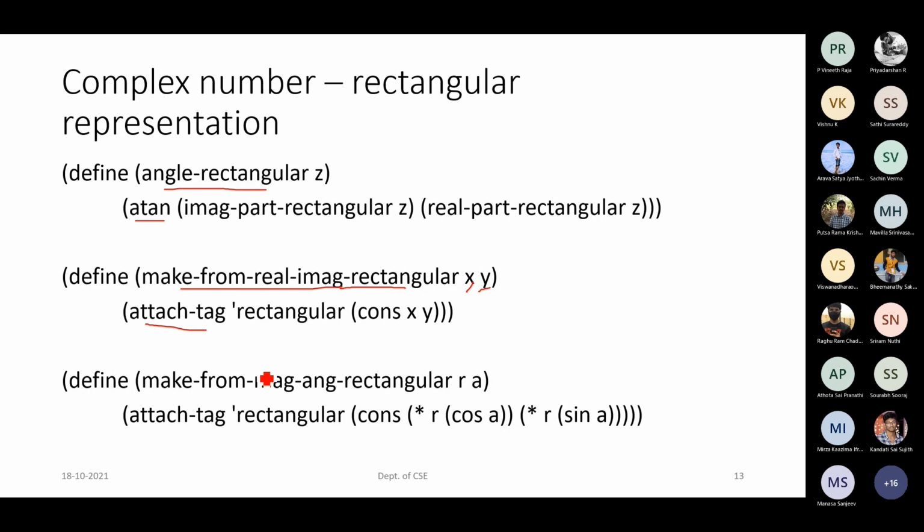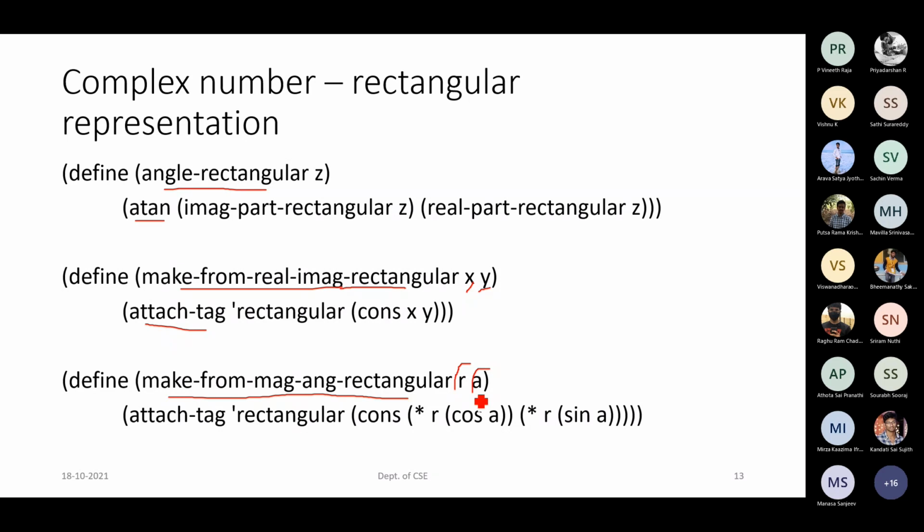Similarly, if you are doing a multiplication or division operation, we have already converted the number to the magnitude and angle form, but the output should be in the same rectangular form representation. For that, we have to reconstruct it back, making use of the make-from-magnitude-angle rectangular procedure, where we expect the R value and the A value, that is, the magnitude and the angle value.